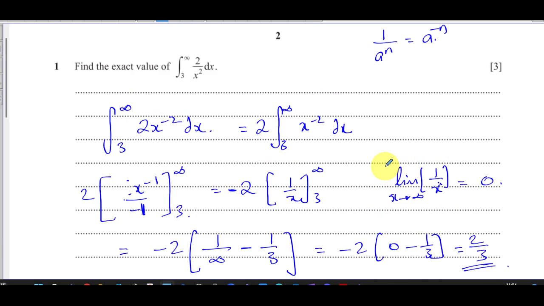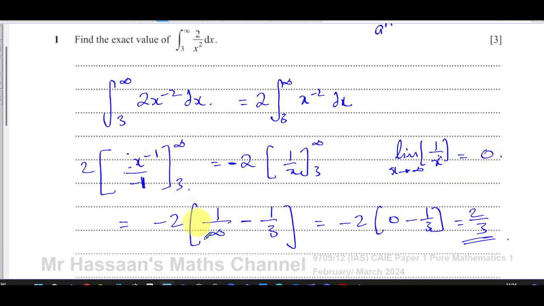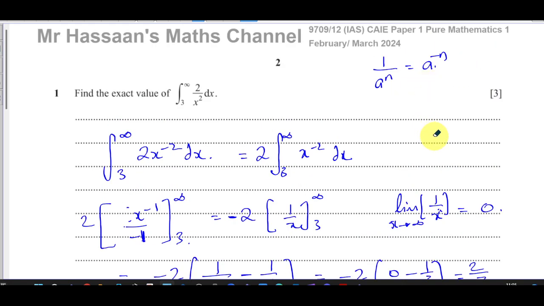Pretty simple, but we have to know how to deal with this infinity bit. If it's 1 over infinity, that's going to become something really small. If it's 1 over 0, that's going to be something really big. That's going to tend to infinity. This is going to tend to 0. So we should understand how to deal with such questions. So that's question number 1. Pretty simple. I'm going to save this as a separate video.